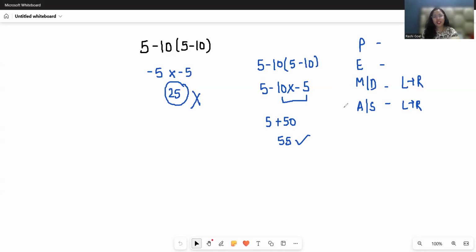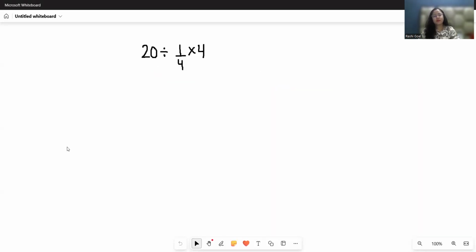So now comes the next expression. Our next expression is 20 divided by 1 by 4 times 4. So what people do is they cancel out the 4 with 4, and 20 divided by 1 is 20. What do you think? Is this correct or incorrect? Yes, incorrect. So pause the video here, write down the correct answer in the comment box, and I will pin the first comment which is right.